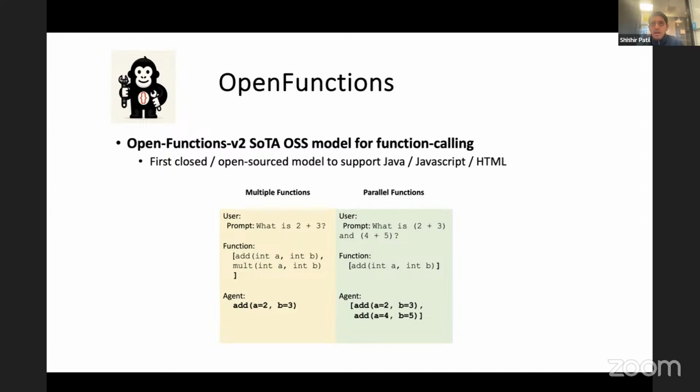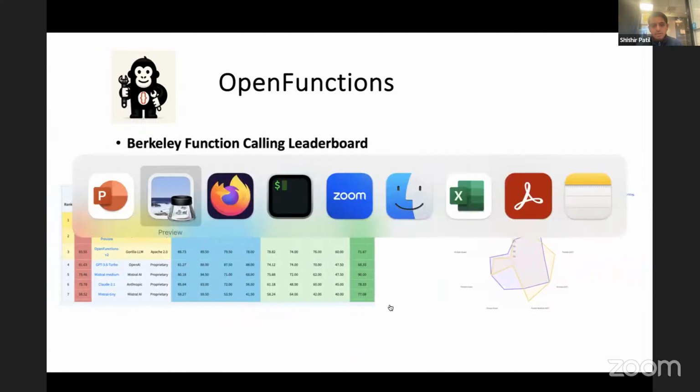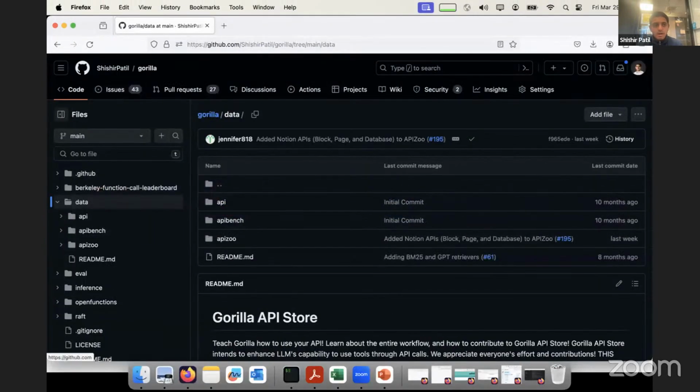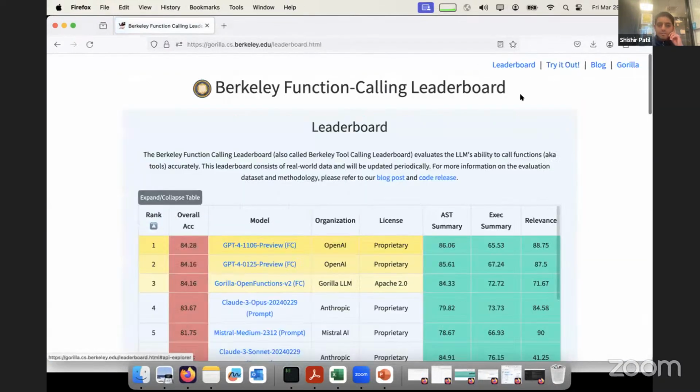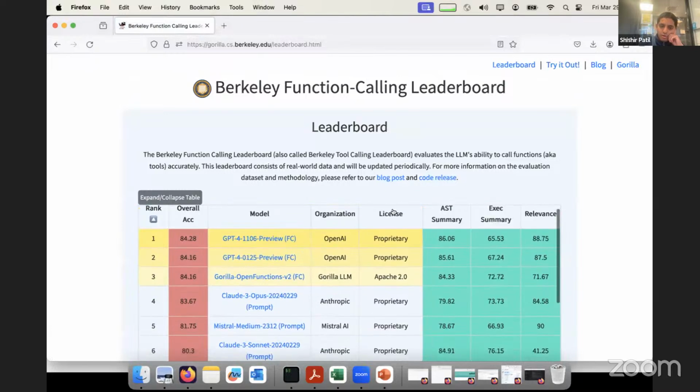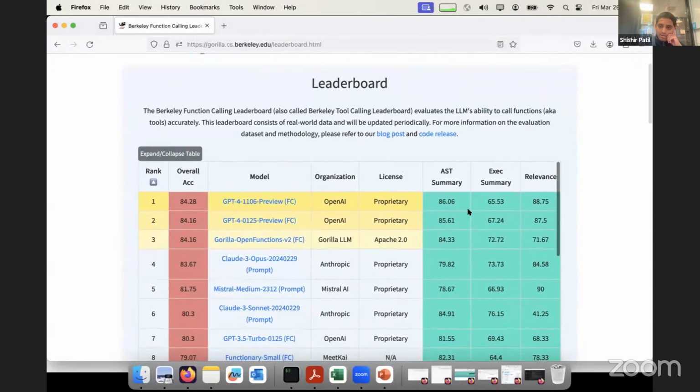That's the idea. But what I thought would be more interesting for some of you is that we also have something called the Berkeley Function Calling Leaderboard. The goal here is to benchmark a lot of these models and how they perform in calling these functions. AST means we use the abstract syntax tree, so it's an offline metric to evaluate these models. And exec means execute: can we actually execute it and verify that this works end to end?